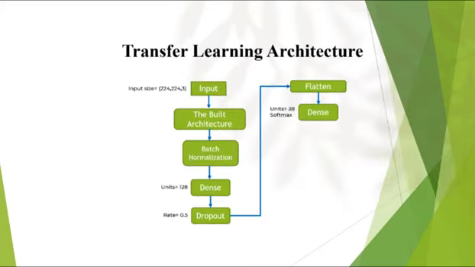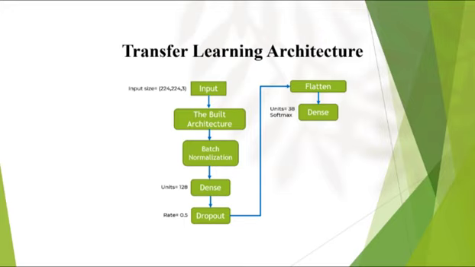Next, let's see the transfer learning architecture used. We have first the input data, which is of size 224 with 3 channels fed into the base architecture, and then we have a batch normalization. After that, we have a dense layer with 124 units, and then we use dropout of 0.5 to reduce overfitting. After that, we flatten the data and feed it into the output layer, which is a dense layer with 38 units because we have 38 classes, with softmax as an activation function.